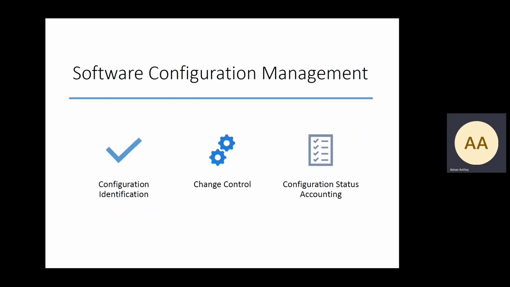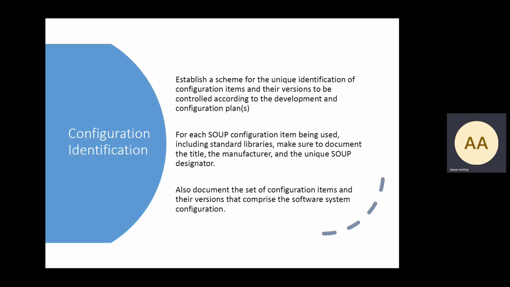Again, because 62304 is such a vast topic, this is something that we can talk about a lot in detail, but because of the limitation of time, we are looking at this as an overview. Software configuration management involves configuration identification, change control, and configuration status accounting. So configuration identification requires establishing a scheme for the unique identification of those items and the versions to be controlled according to the development and configuration plans.